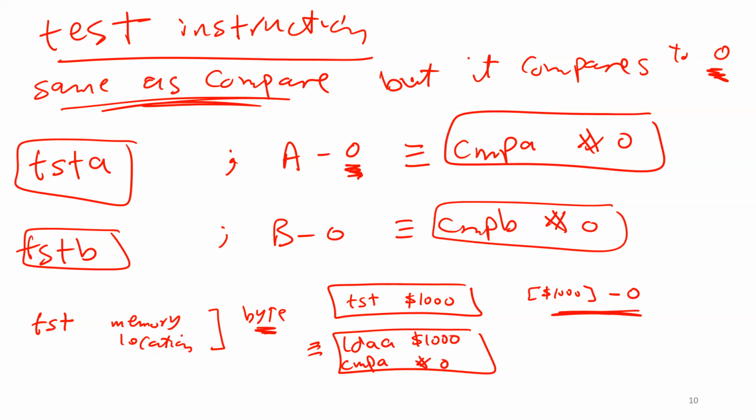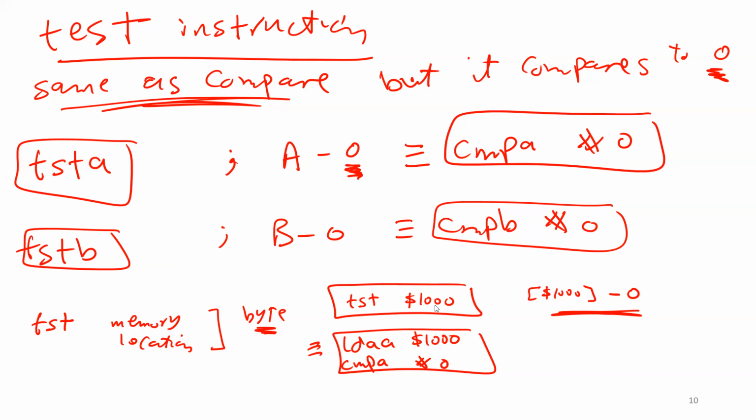Okay. So conclusion, the test instruction is similar to the compare instruction, but here you are going to compare only to 0, like test A, test B. So this one compares A to 0, compares B to 0, or okay, subtracts 0. But if you say test and a memory location, this is a byte, not a word. It can be used for a word or a byte.